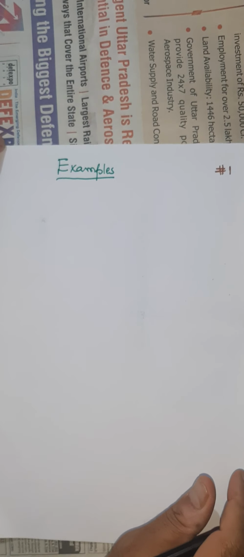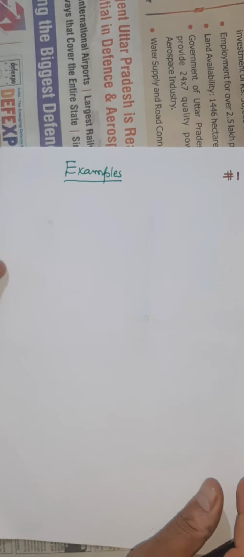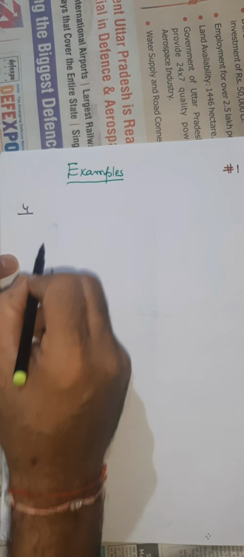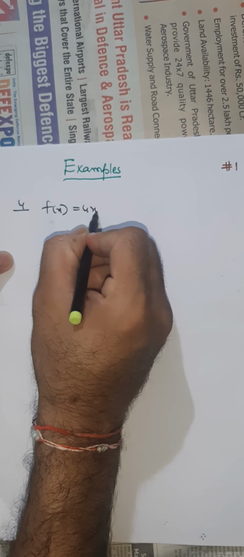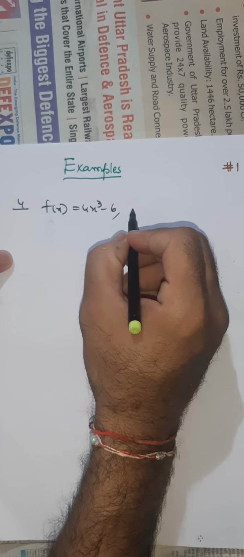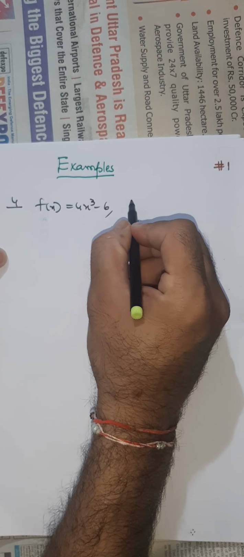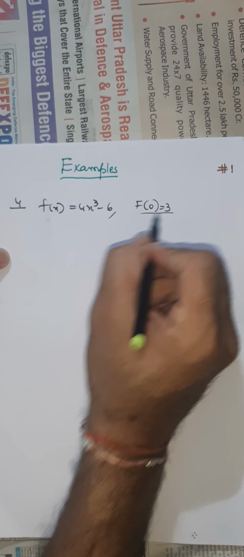So we discuss now examples of integration. So I'll start with fourth example. Find the antiderivative. Antiderivative means integral of the function f'(x) equals 4x cube minus 6, where you are given that f(0) equals 3. This is given to us.